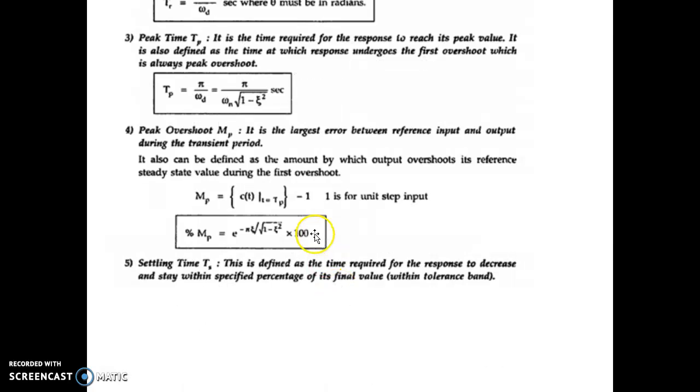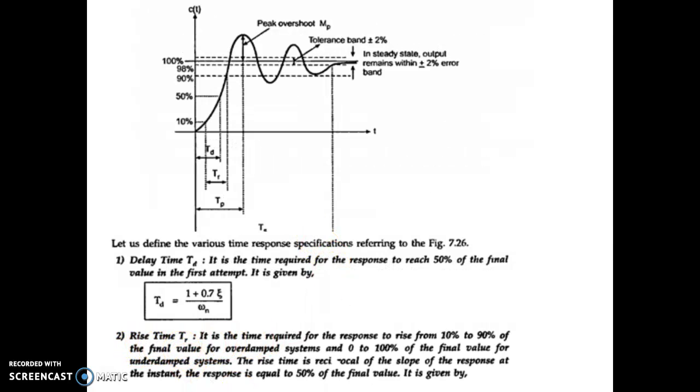Now we shall move on to the next terminology, that is rise time. It is defined as the time required for the response to rise from 10 to 90% of the final value for an overdamped system, and 0 to 100% of the final value for an underdamped system. From the graph, in general, the time will start from 10% and reach 90%. From 10 to 90%, we can call it the rise time.